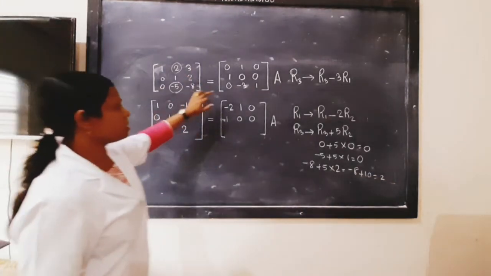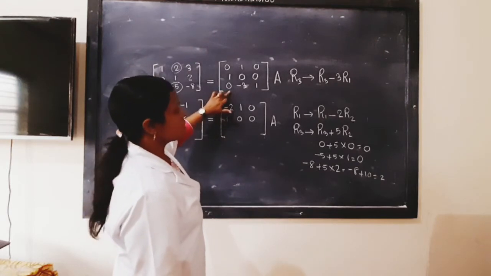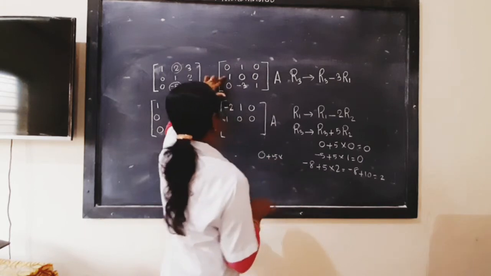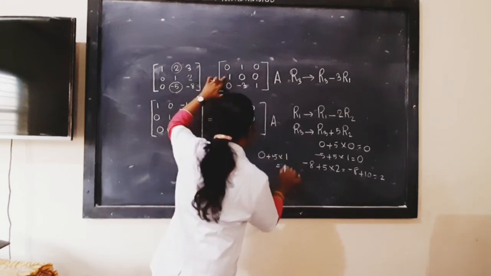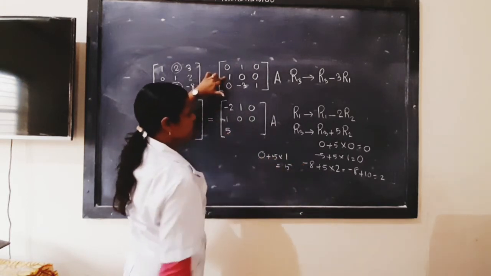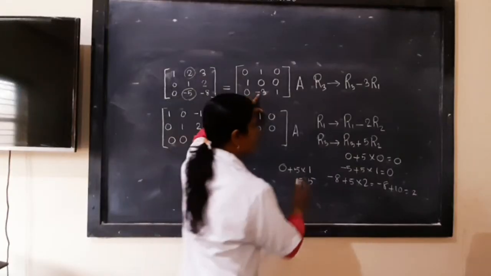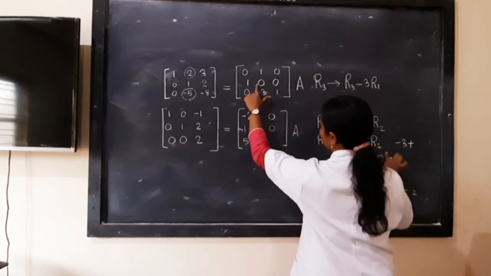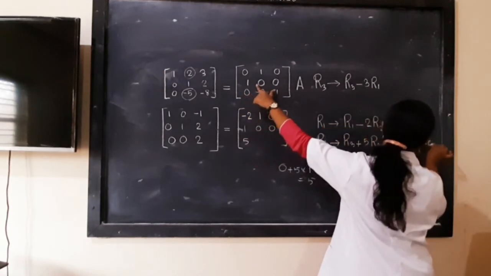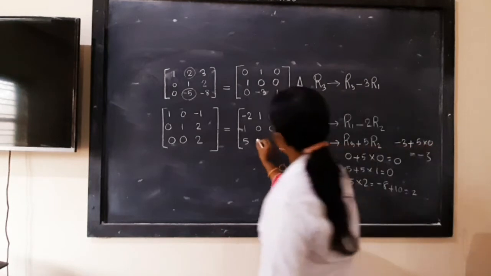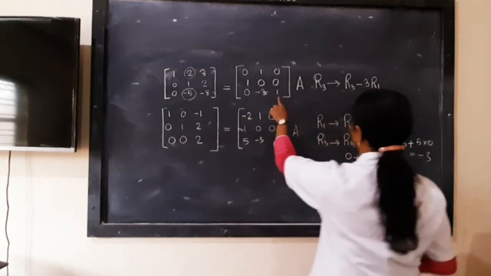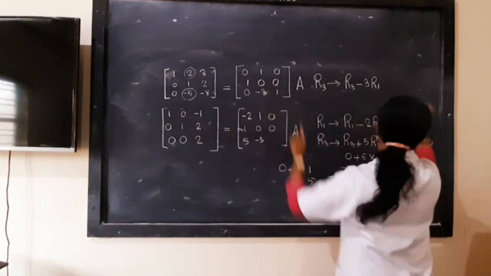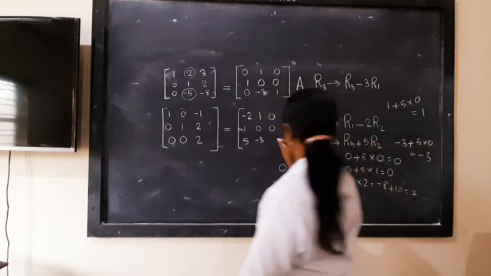Okay, next consider the second matrix. Here the element is 0. So we write 0 plus 5 into R2, here R2 is 1. So we get 5 here. Write 5 here. The element is minus 3. Minus 3 plus 5 into R2, that is 5 into 0. We get minus 3. Write minus 3 here. Next 1. So we write 1 plus 5 into R2. R2 here is 0. So we get 1.